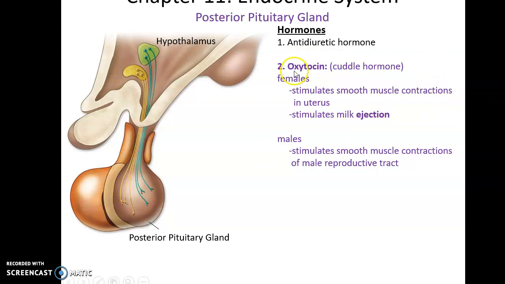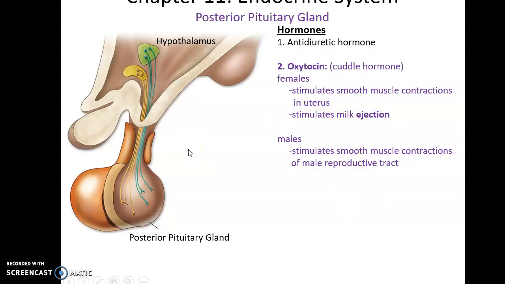The second hormone is oxytocin. Oxytocin is found in both males and females. In females, it stimulates smooth muscle contractions in the uterus, aka during labor. So females produce a lot of oxytocin during the childbirthing process. The other thing oxytocin stimulates is milk ejection, so the release of milk by the mammary glands.